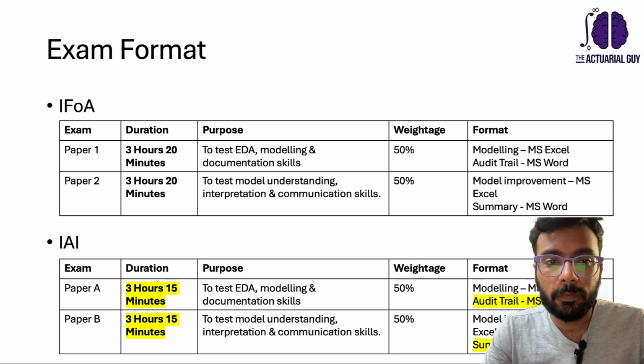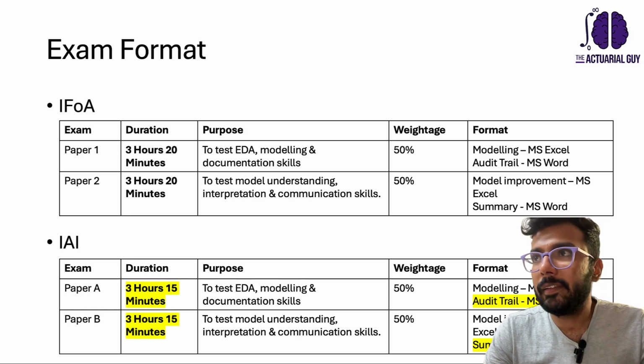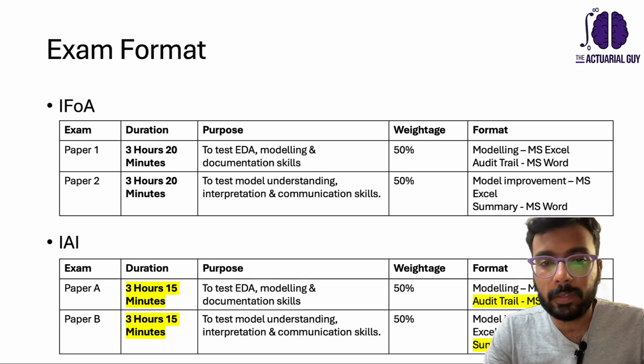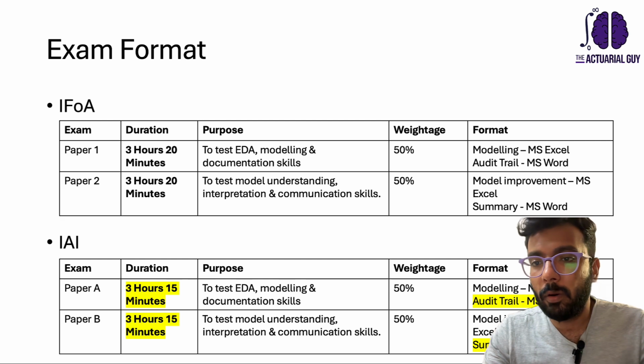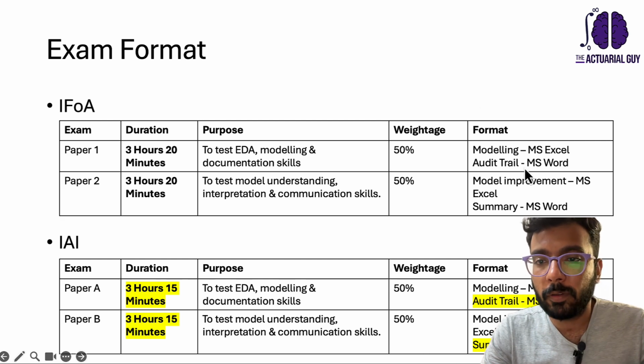The purpose of the first part of the exam or paper A is to test your exploratory data analysis, modeling and documentation skills, right? That is, how well are you able to understand the data, clean it and use it to build a model, and then how well are you able to document a model, sort of create a guide to the model, which is called the audit trail. Now, in case of IFoA, this audit trail is created in Microsoft Word, which is the most intuitive software to do it, right? The advantage of this is also that if there are any grammatical or spelling errors, that is flagged by Microsoft Word itself.